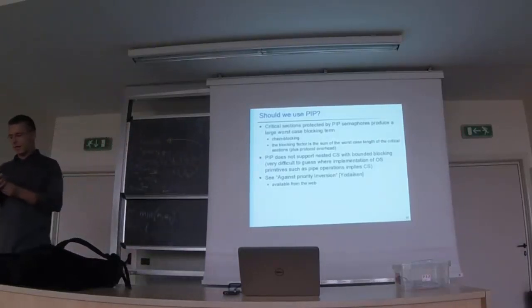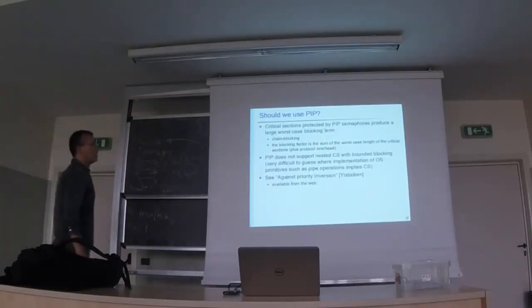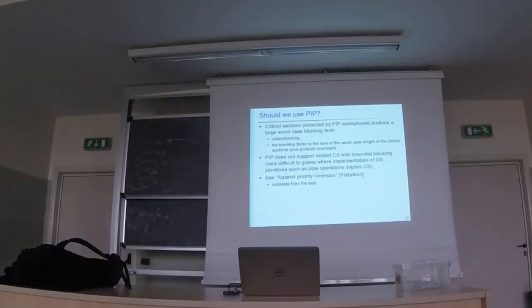So, just summarizing a little bit, priority inheritance allows us to solve some problems, but it is still prone to chain blocking, and potentially deadlocks. The blocking factor is the sum of the worst case length of the critical sections plus, of course, the protocol overhead. So if there is some context switch involved, I need to take that into account.